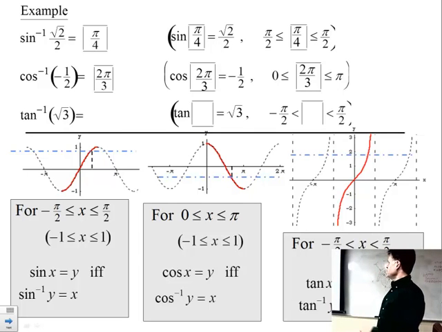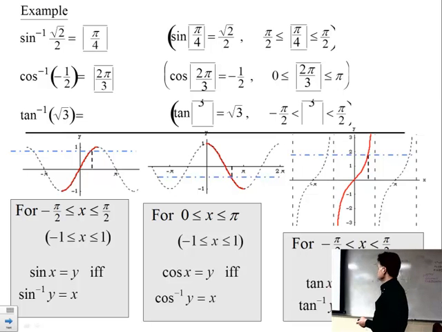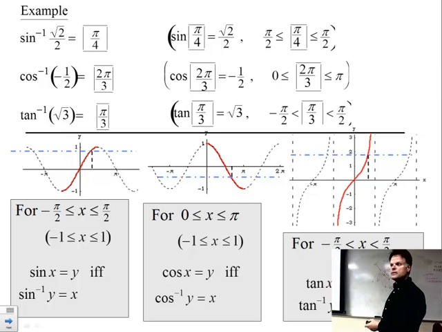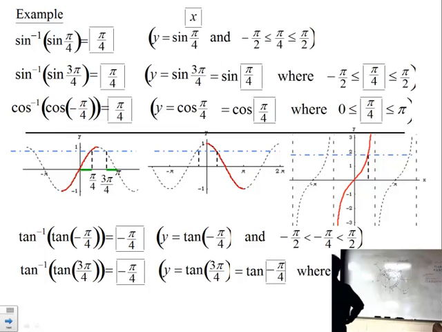So it's got to be in this range, right? No matter what the slope is, there's some angle that hits the line that's going to be between pi over 2 and minus pi over 2, exclusive. So pi over 3 is the answer. Questions? All right. A couple more examples.